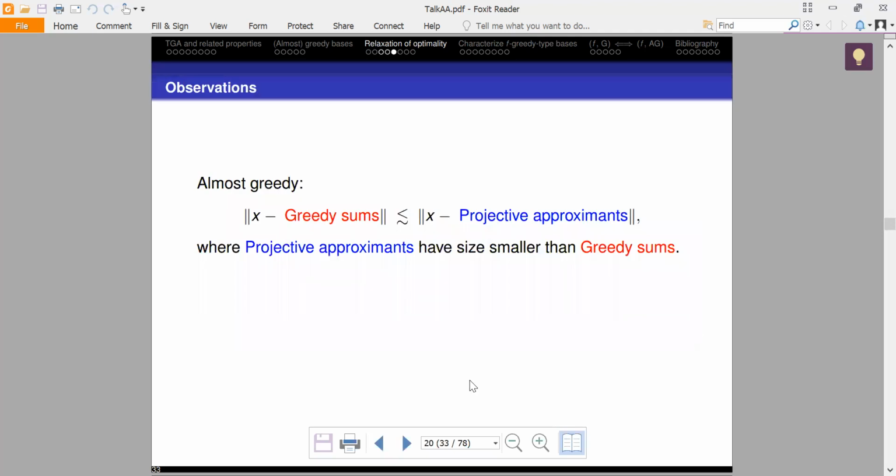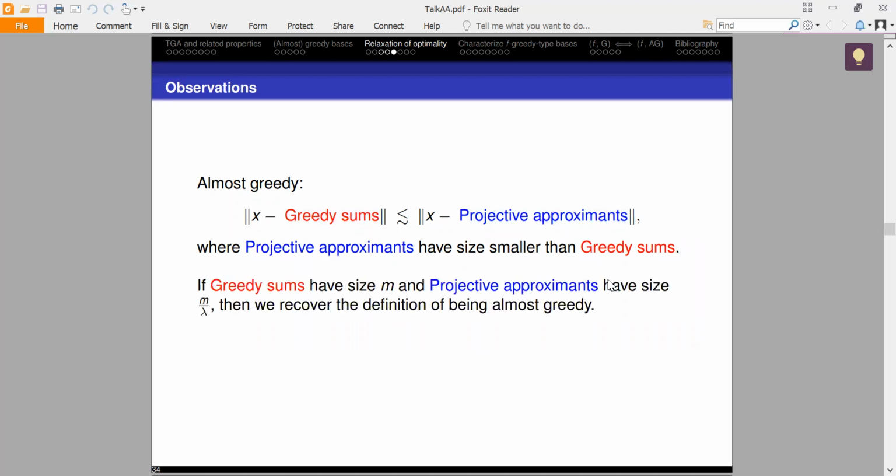So let me summarize a bit. This is the definition of almost greedy. You have greedy sums on the left and projective approximants on the right. If the greedy sums have size m and the projective approximants have size m over lambda, then we recover the definition of being almost greedy. That's what we see in the result I presented earlier. There's nothing new, no new greedy property.